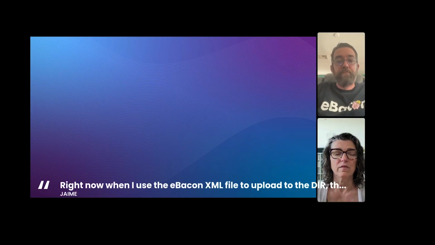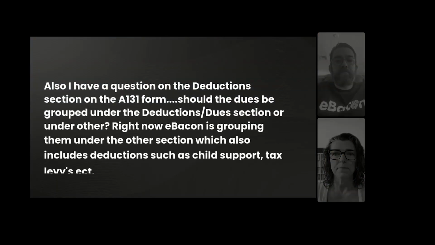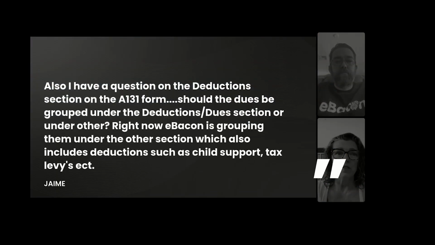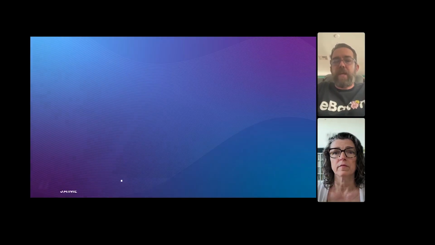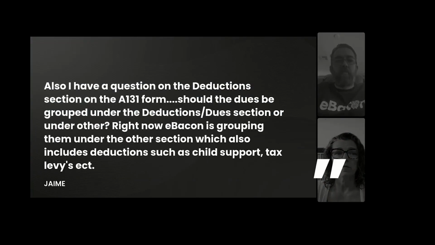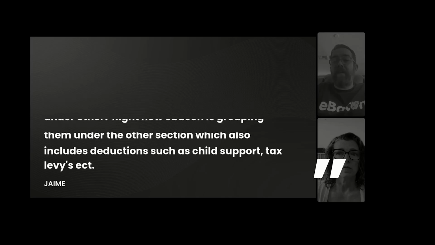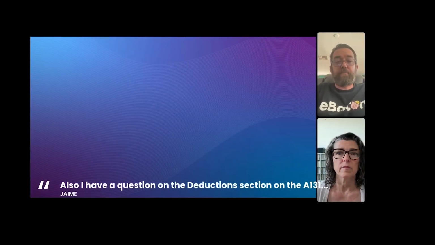Okay. All right. Next question, Michaela. I have a question on the deduction section on the A131 form. Should the dues be grouped under the deduction dues section or under other? Right now, eBacon is grouping them under other. So yeah, the other section is kind of your catch-all. It is basically able to take all leftover deductions and put them there. It doesn't necessarily have to be in the dues bucket.